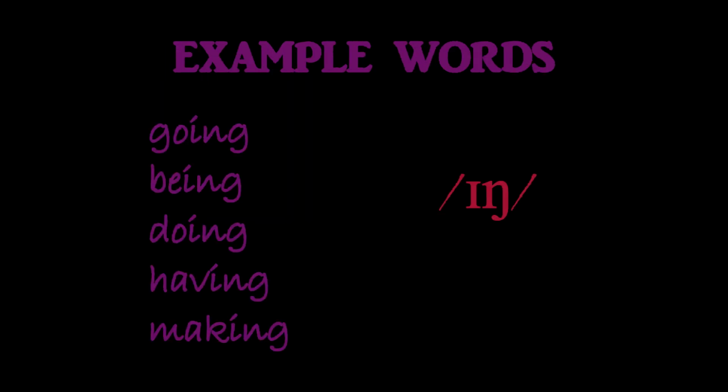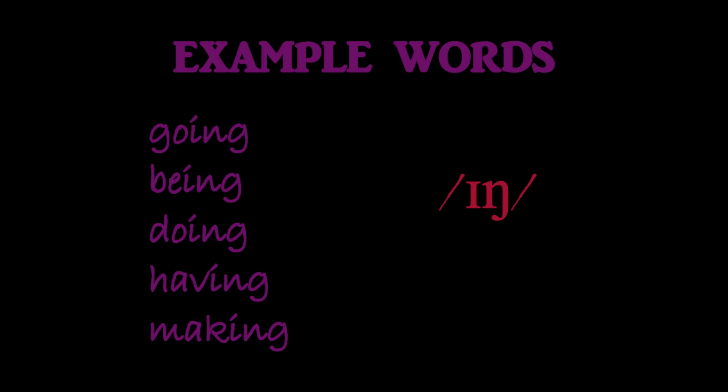So let's have a look at some initial examples. First, we'll look at it in the way that you should try to pronounce them, and then we'll think about some alternatives. So we'll use the listen and repeat method. So I will read the word, and then you can repeat it, and let's see how we go. So, going, being, doing, having, making.